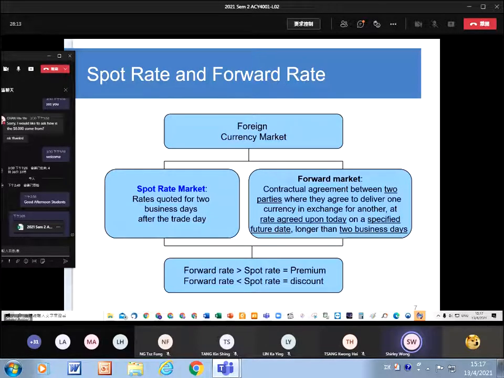Okay, so let's recap what we have just learned. We have just gone through the exchange rate system before and after 1974, and how some countries use different monetary systems. And then we introduced foreign exchange rate and also direct quotation and indirect quotation, and we let you have an idea about what the spot rate market is and also what the forward market is.